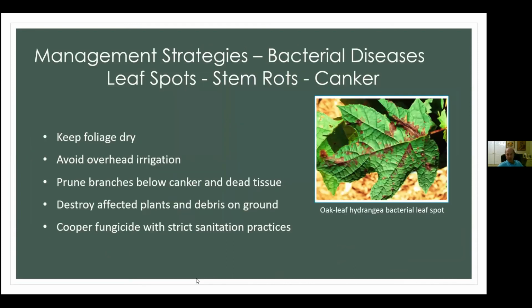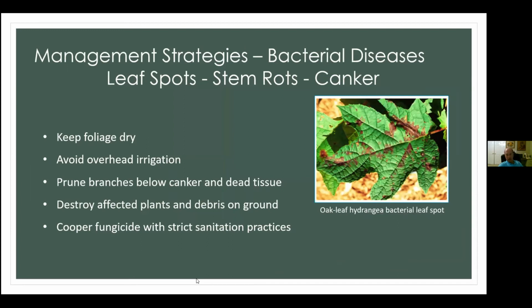Management strategies are both cultural and chemical. Avoid leaf wetness, as we showed before, by reducing overhead irrigation. Also increase air circulation by pruning. Prune in the dry weather any branches that have cankers on them.